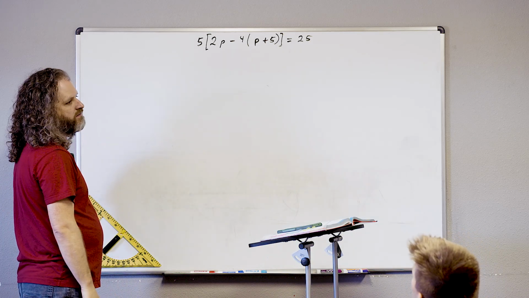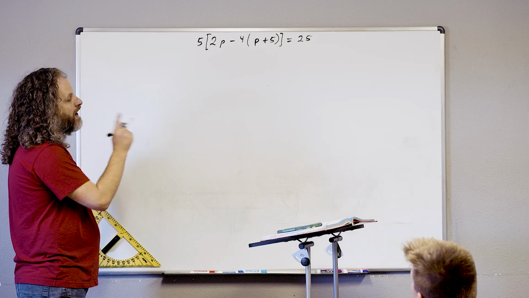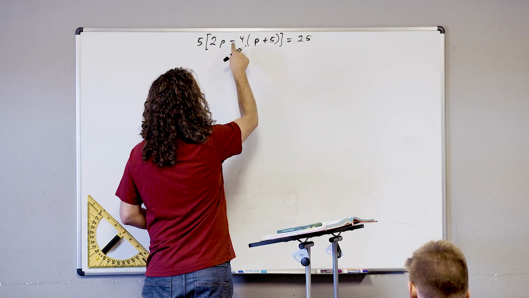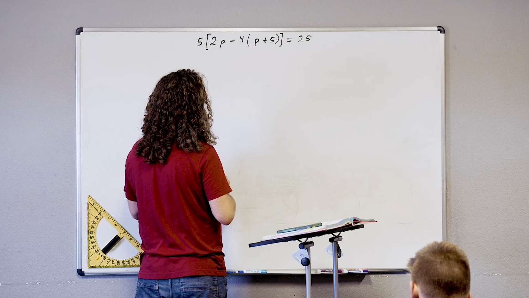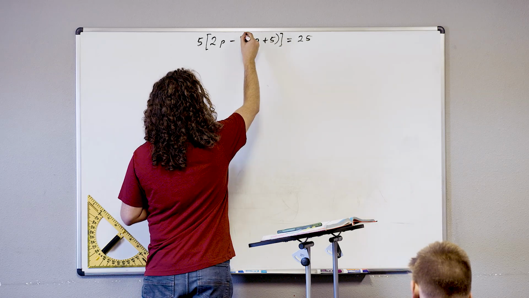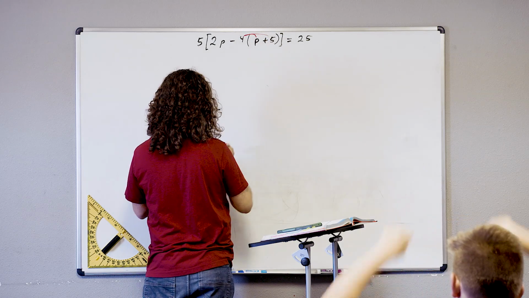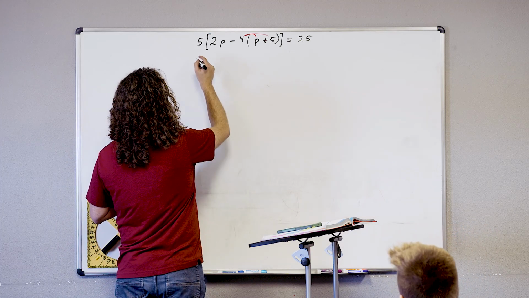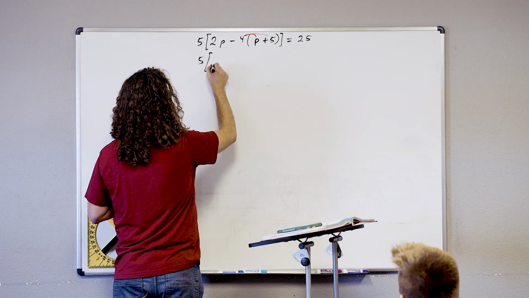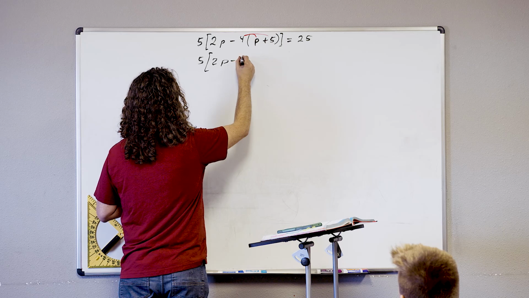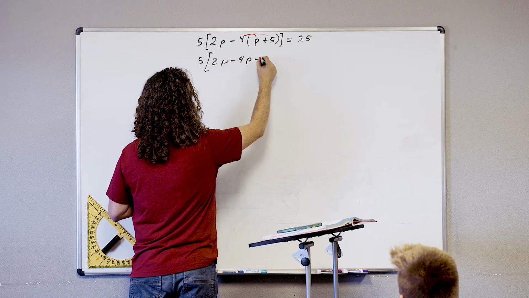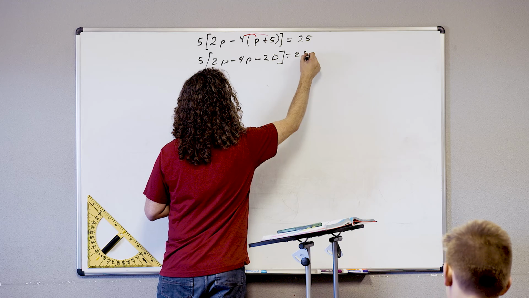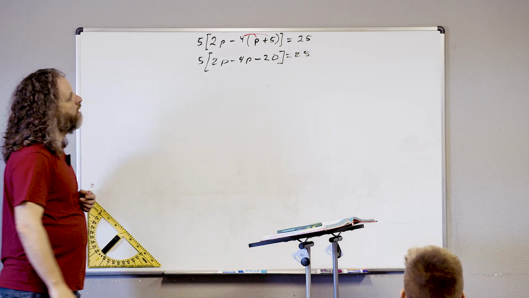What should I do? Distribute the negative 4. It's very important to understand that this is a negative 4, because it would be an easy mistake to make and to not distribute the negative. Okay, so 5 times 2p minus 4p minus 20, right? I got 15. Oh, well, I did something wrong.